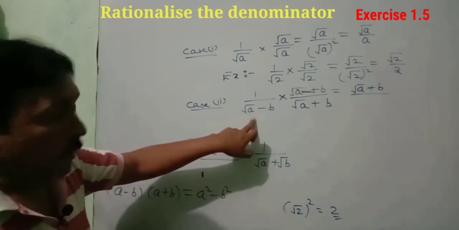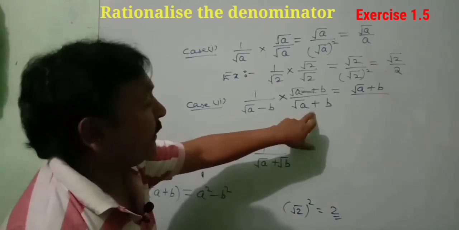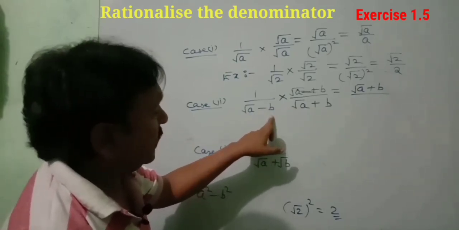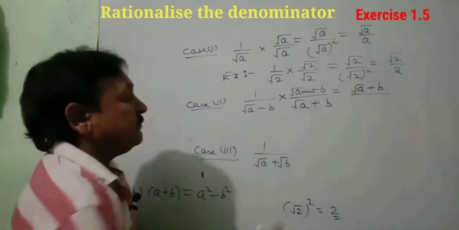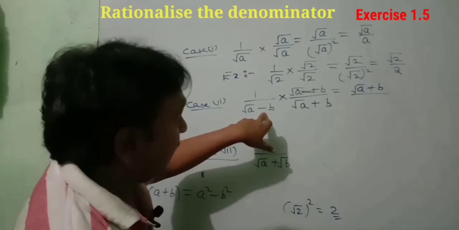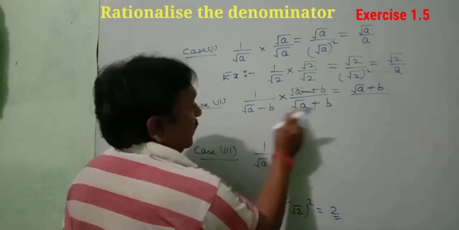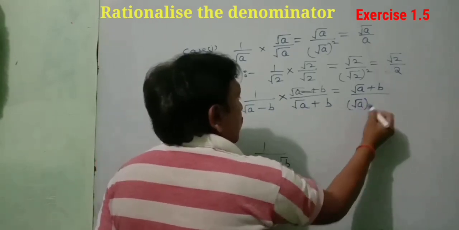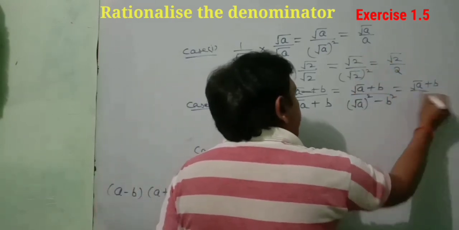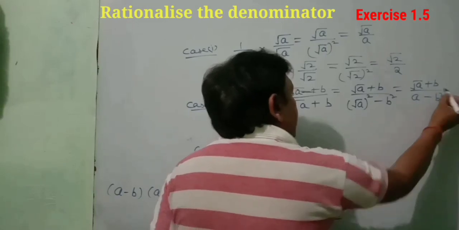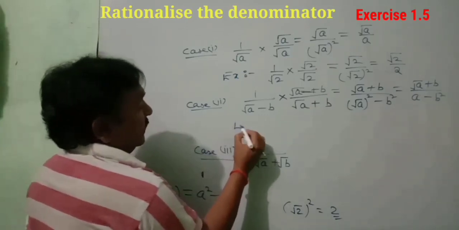See here. Always remember one thing: if it has a minus sign, then you have to multiply by the same digit but with a different sign. Here it is positive, so you will take negative, and if it is negative, then you will take positive. So we can apply it: in place of a, it is root a whole square minus b square. So it will become root a plus b upon a minus b square, and in this way I have rationalized the denominator. Okay, let us see one example.